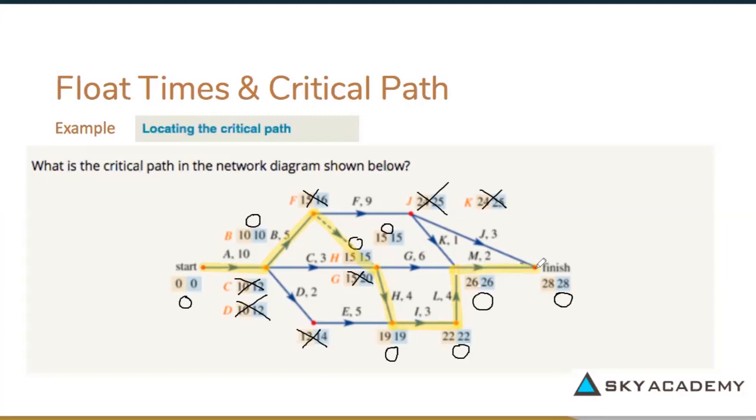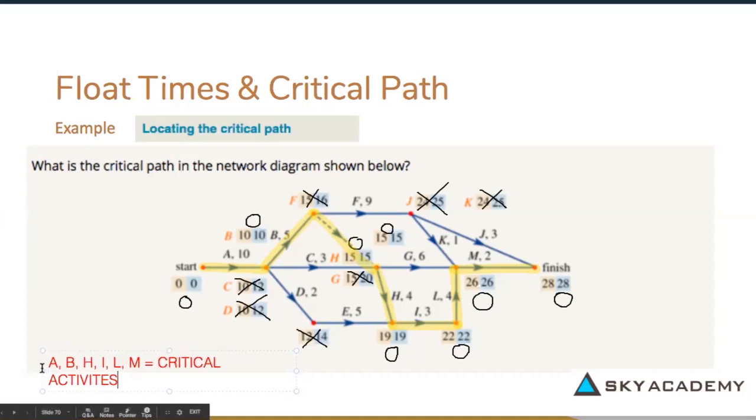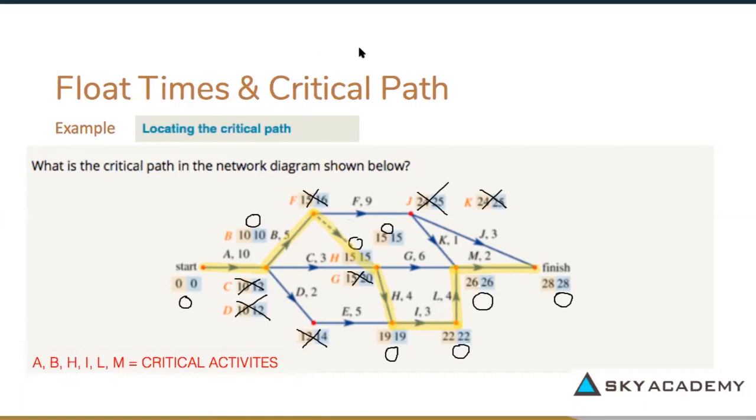And the activities that would lie on this critical path would be activity A, activity B, activity H, I, L, and M. So these activities here in red are our critical activities because they lie on the critical path because their float times are 0, and that is how you would find the critical path from a network diagram. Now I'm going to rub this out and we can go on to our next example.